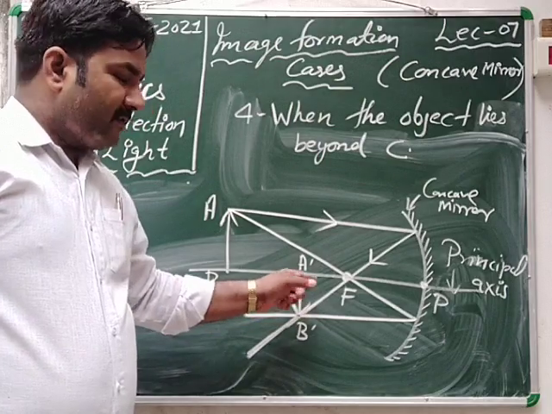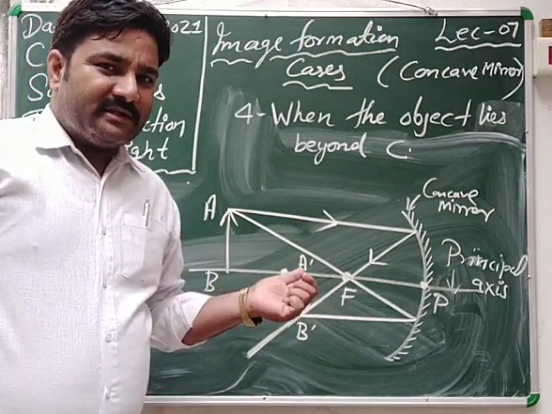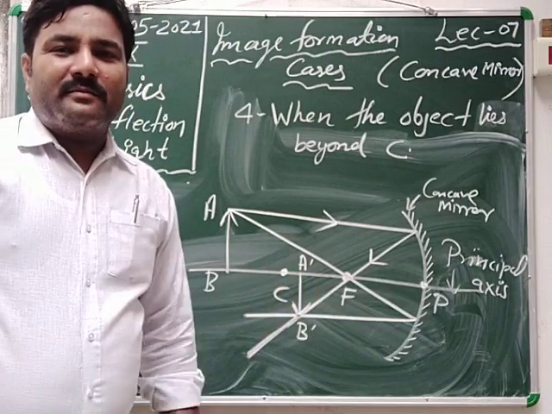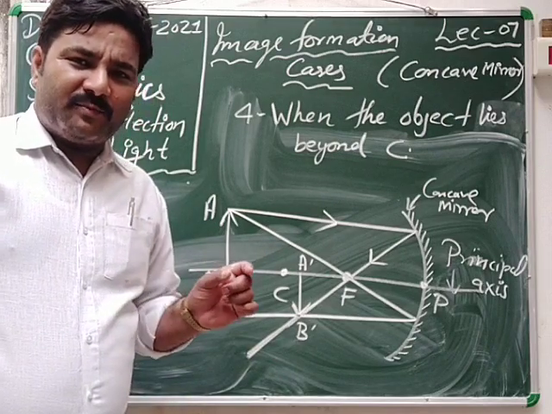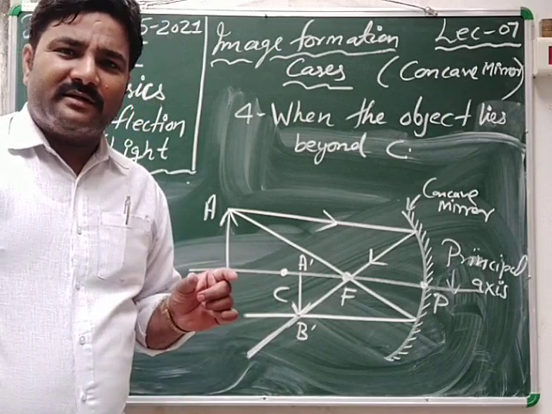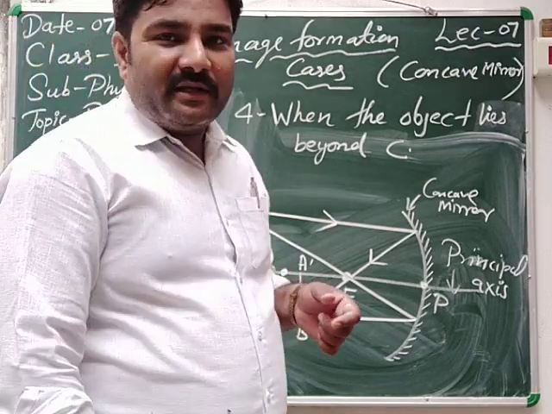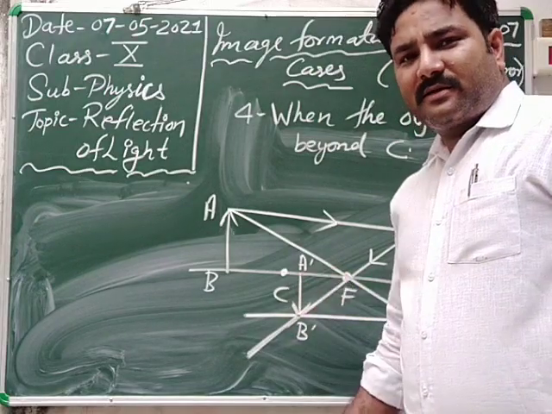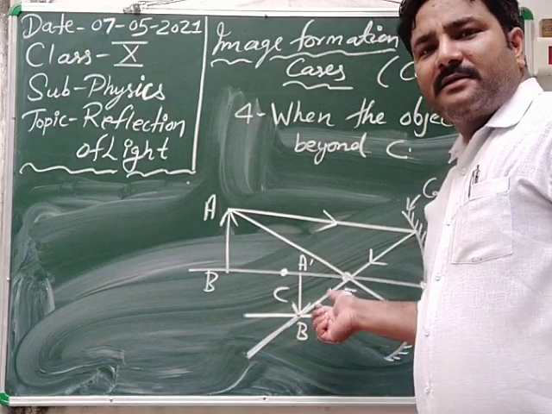Image found anywhere in between F and C, no matter. If object lies beyond C, then image in between F and C. Midpoint? No, in between means what? Anywhere in between F and C. When the condition is in the middle, then it should lie at the midpoint, but in between means anywhere in between F and C point.